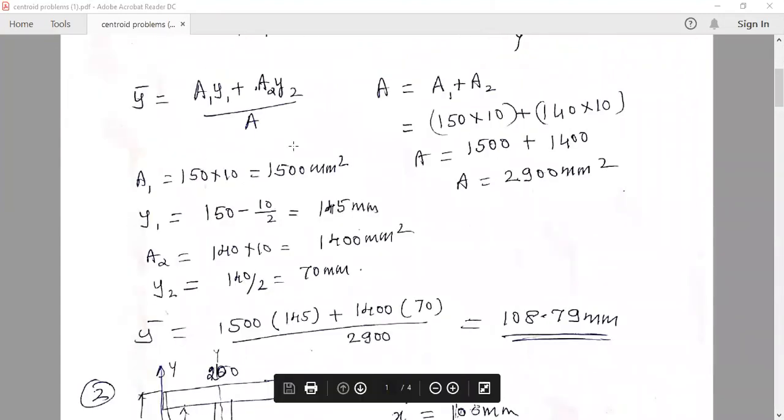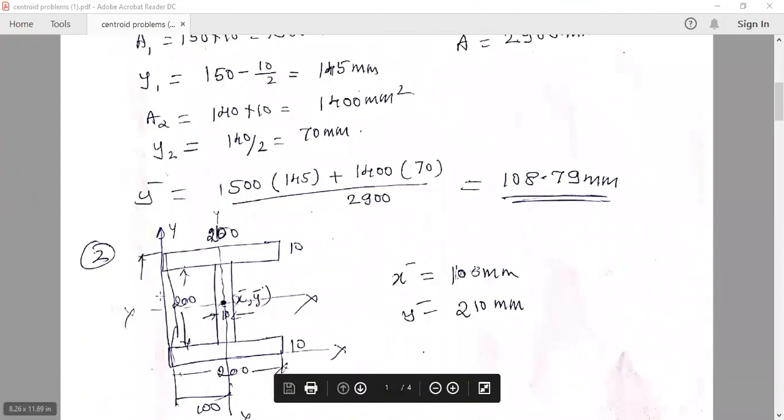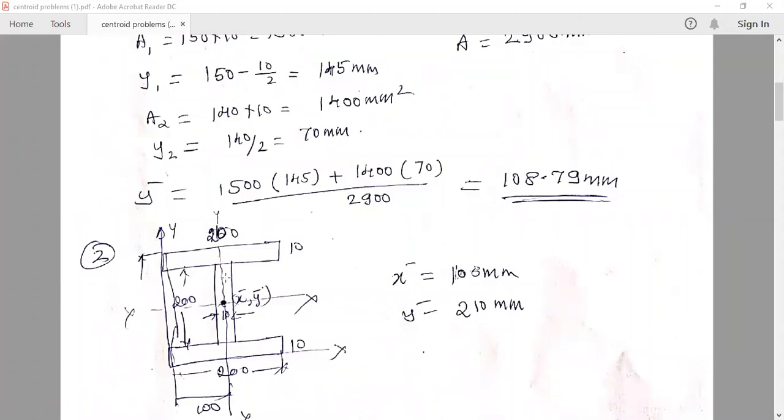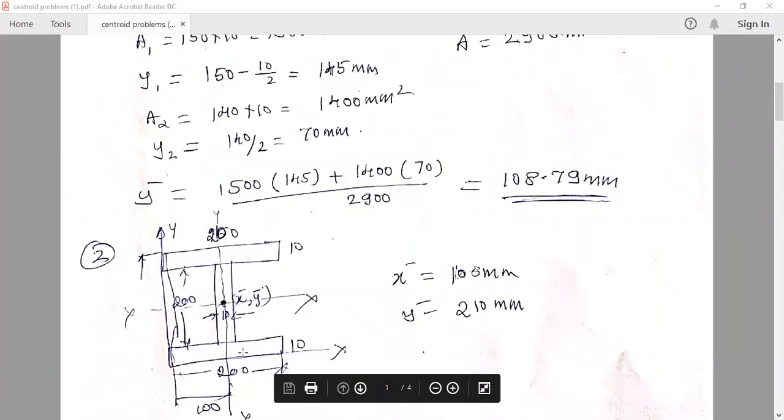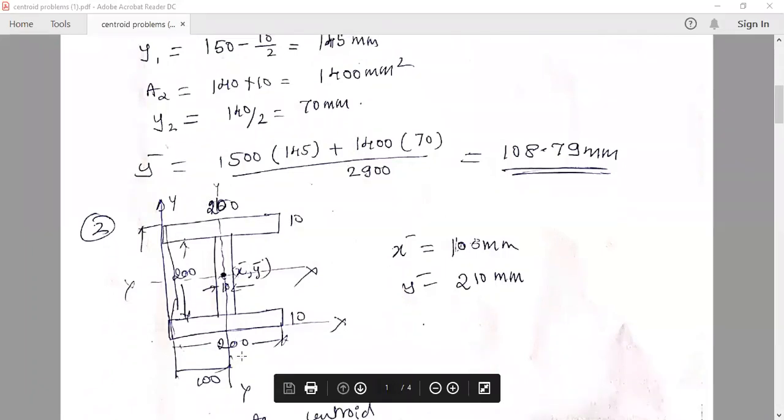Okay. So like this, the second problem is in the form of an I shape. We'll have to locate the centroid of this I-shaped section. Now you observe whether symmetry is existing or not. So see here, the top rectangle, we call it the top flange. This we call the bottom flange, F-L-A-N-G-E, flange. And this is the web portion, the central web portion. So there are three rectangles we can see in the given problem. The top rectangle is 200 by 10, the bottom rectangle is also 200 by 10, and this is also 200 by 10. So all the rectangles are of the same size.